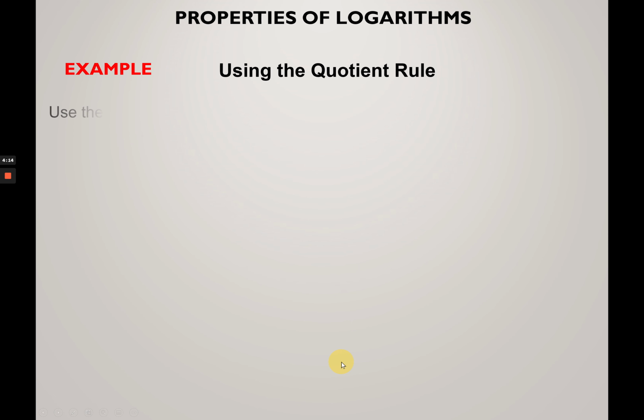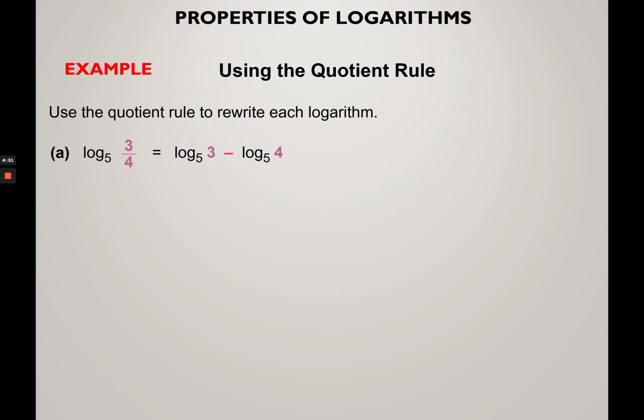Let's have your example. Use the quotient rule to rewrite each logarithm. We have logarithm base 5 of 3 over 4. Of course, we will just separate 3 and 4 with the same logarithm base 5, with a minus sign in between. That's quotient rule. Another example, this is the backwards. Since this is a minus sign, we can have 7 over n of the same logarithm base 3, for the condition that n cannot be 0, otherwise this is undefined.